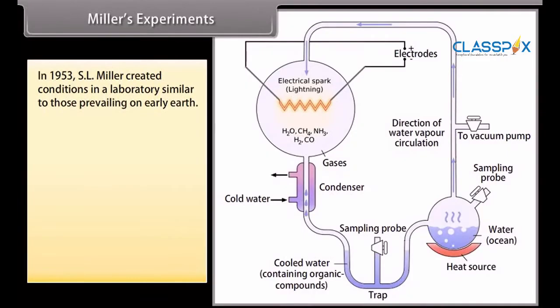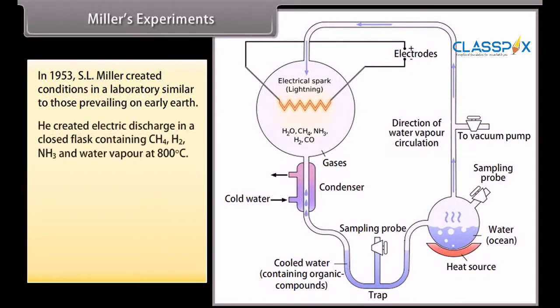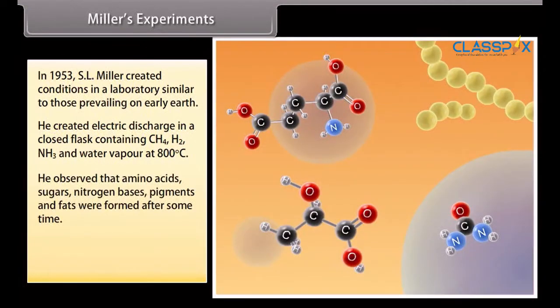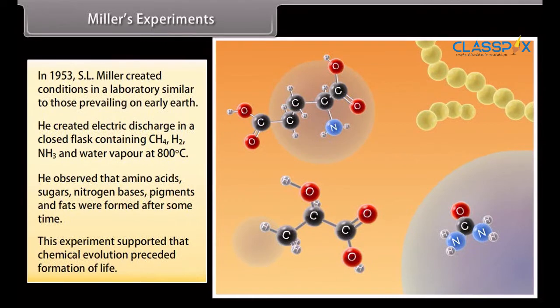Miller's experiments. In 1953, S.L. Miller created conditions in a laboratory similar to those prevailing on early Earth. He created electric discharge in a closed flask containing CH4, H2, NH3 and water vapor at 800 degrees Celsius. He observed that amino acids, sugars, nitrogen bases, pigments and fats were formed after some time. This experiment supported that chemical evolution preceded formation of life.